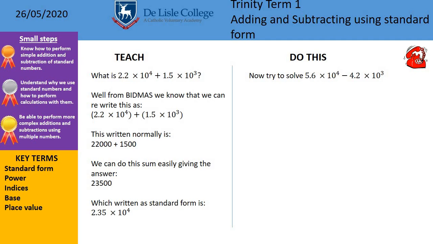Welcome back. So again, what are we going to do? We're going to take our two numbers. We're going to convert them into normal numbers. So 56,000 subtract 4,200 gives us 51,800, which we can then write in standard form. You can always come back to this slide if you need to revisit the examples.